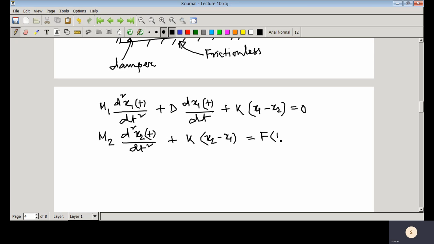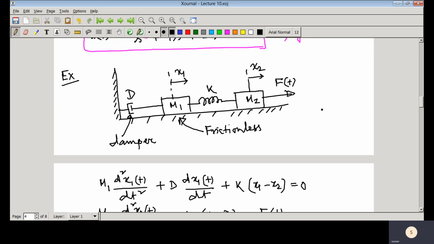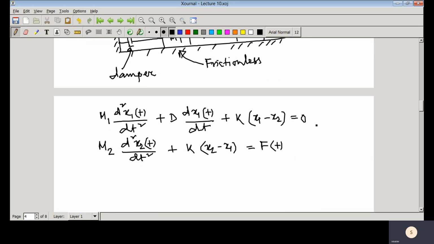Equal to the applied force. So now you can see that if you have one physical system like that, two masses, one spring and one damper, you can represent it just by writing two differential equations. Now our objective is to represent this particular system in state space form.